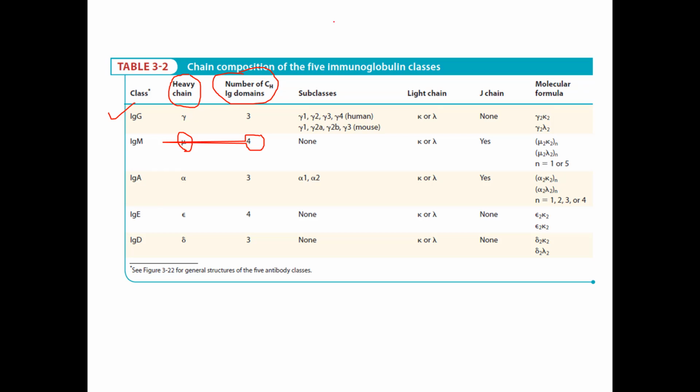Each of these immunoglobulin classes or the heavy chain can associate with the light chain kappa or lambda. So light chain is common, but it is the heavy chain which is the differentiating factor.